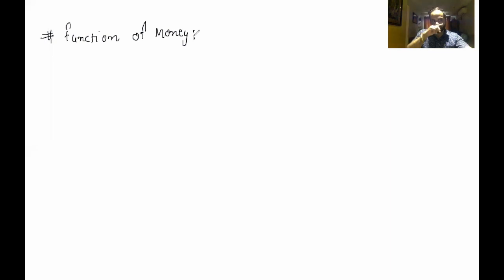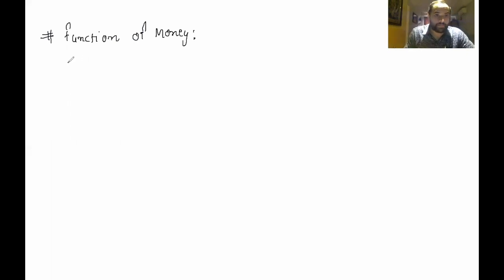Next is the function of money. Money has three different functions. Academically, if you have a look, money is divided into three different functions: primary function, secondary function, and contingent function. But in a very general way, we can define the function of money in various ways. So money has various functions.